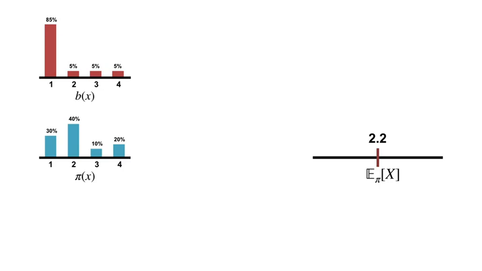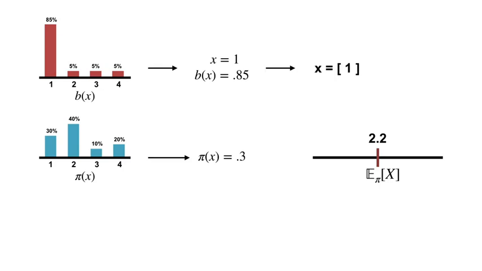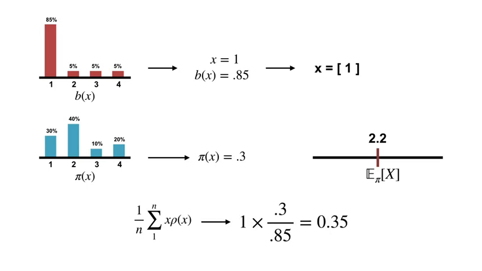Let's draw a sample from b. We get x equals 1, which happens with probability 0.85. The probability of getting x equals 1 from pi would have been 0.3. To compute the sample average for pi, we need our importance sampling formula. Plugging in the observed values, we get an estimate of 0.35.